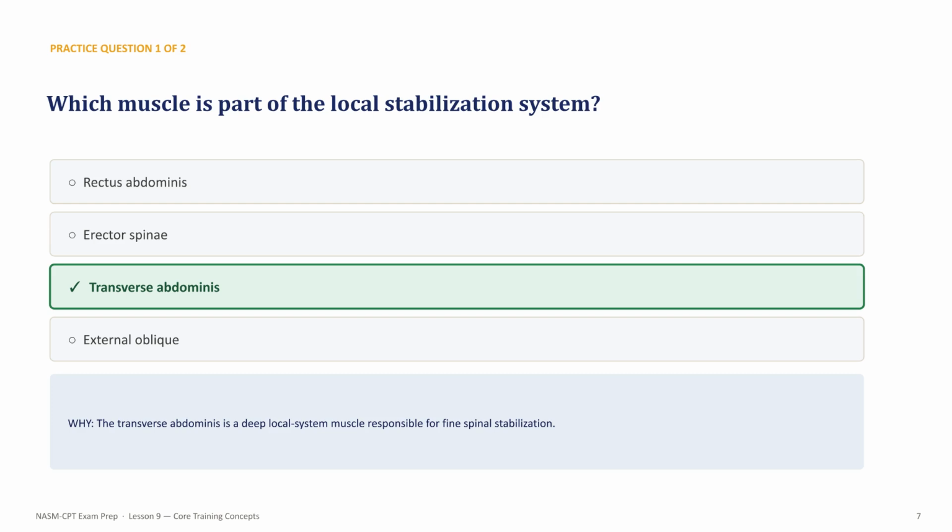Let's check your understanding. Question: which muscle is part of the local stabilization system? Take a second and think it through. The correct answer is transverse abdominis. Here's why. The transverse abdominis is a deep local system muscle responsible for fine spinal stabilization.